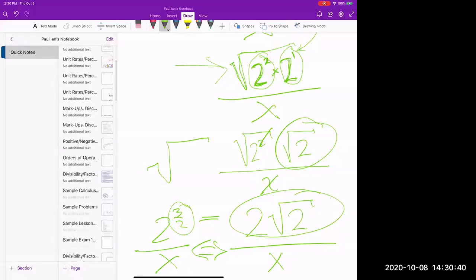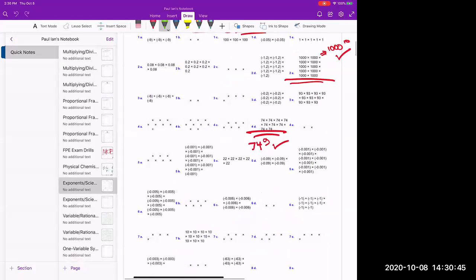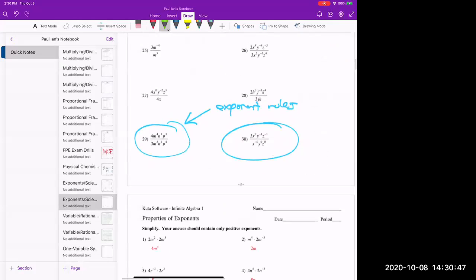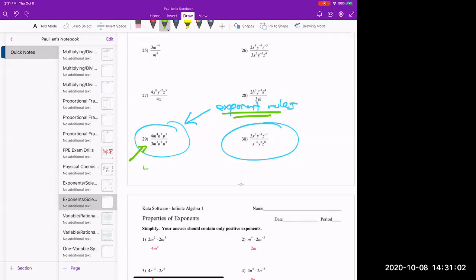Right now, let's take a look at exponents. Okay, let's try doing these guys now. So let's do 29. What do you do first? Add up all the exponents. Okay, so you do 4, right?